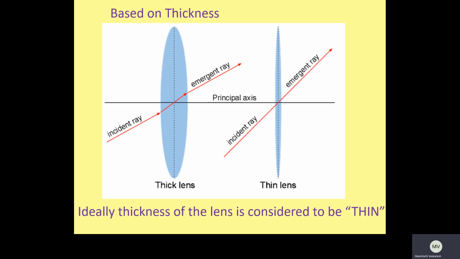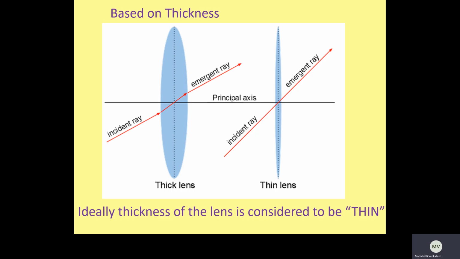And we can get one doubt here, that is, based on the thickness, if refraction is varying, how can we take the light ray going undeviated to the center, optical center? The point that needs to be considered is that the lens is actually very, very thin. So ideally, the thickness of the lens is considered to be thin. So therefore, we can say that when a light ray is passing through the optical center, it goes undeviated.